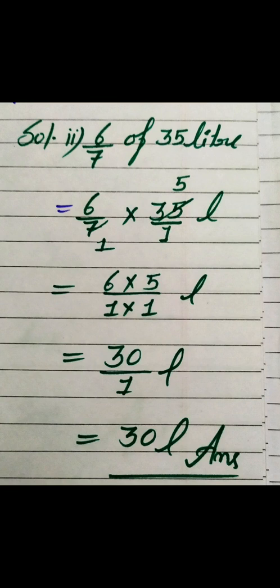Now the process is the same. In the numerator we will get 6 into 5, and in the denominator we will get 1 into 1 after the simplification. Now we will multiply, we will get 30 upon 1, which can be written as 30. As the unit liter continues, our answer will be 30 liters.